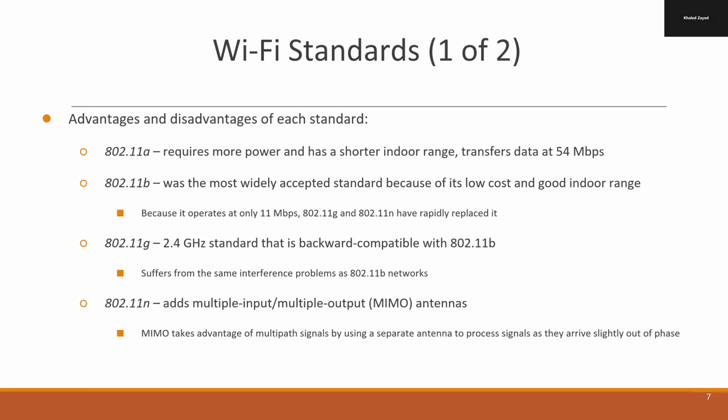The N standard, or 802.11n, adds multiple-input multiple-output antennas, or MIMO. MIMO takes advantage of multipath signals by using separate antennas to process signals as they arrive slightly out of phase. So again, beginning with 802.11n, several innovations have been introduced, like MIMO.